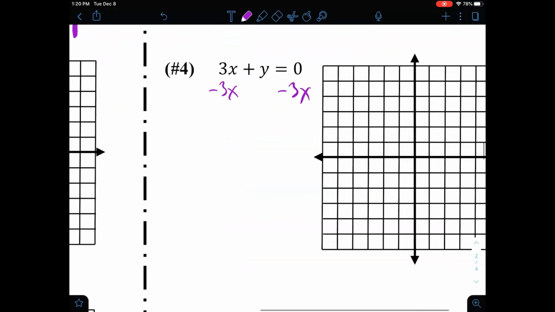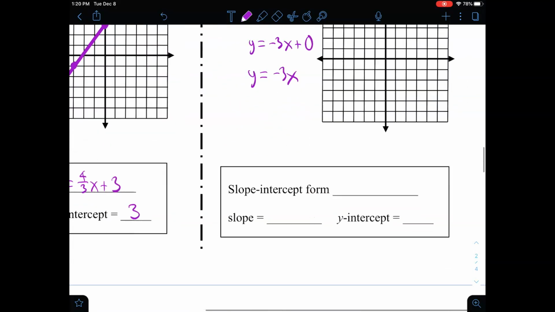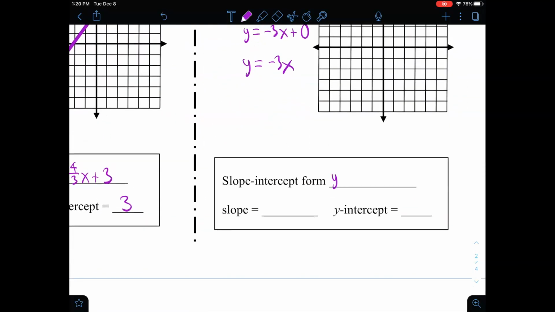So now we have, the 3x's are going to cancel. We get y equals negative 3x. I'm going to put a plus 0 here for now, because if it's just y equals negative 3x, then your b is going to be 0, but sometimes it helps to visualize that. So let's write them both. Let's write y equals negative 3x, or y equals negative 3x plus 0. So our y-intercept is going to be 0. Slope is negative 3, which equals negative 3 over 1, right? You can write it as a fraction.